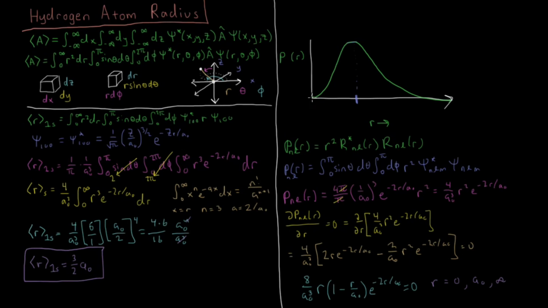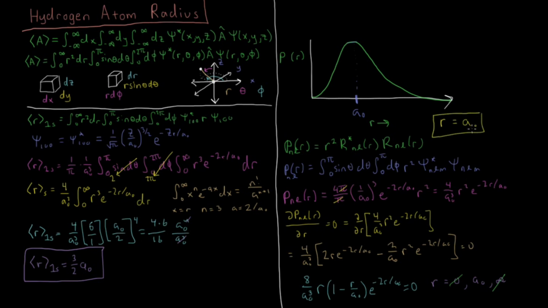And indeed, you do see that the derivative is 0 at r equals 0, but that is a minimum. That's not a maximum. And it's equal to 0 again at r equals infinity, but that's once again a minimum. So both of those are cases that we are not interested in. But this one here in the middle, that indeed is a maximum. And the value of r there is a naught. So our most probable radius is going to be r equals a naught, the Bohr radius.